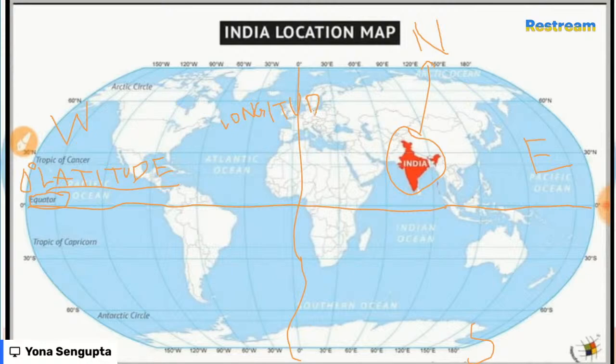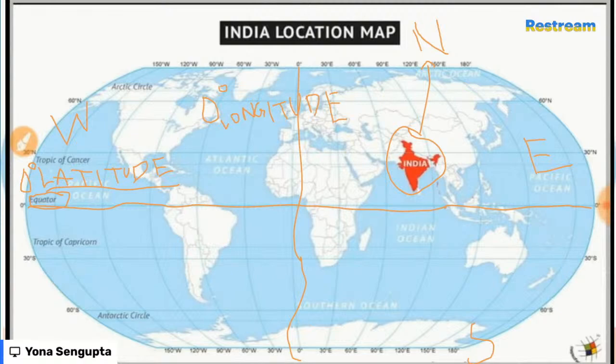Longitude. Now, since the equator is known as 0 degree latitude, this 0 degree longitude will also be to the east. It is also 0 degree, so it will be 0 degree longitude. Okay, so where does India lie? India lies in the north of the equator, which is the 0 degree latitude, and to the east of the prime meridian, which is the 0 degree longitude.